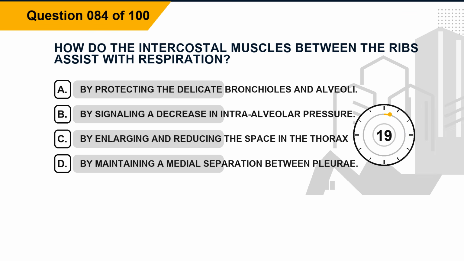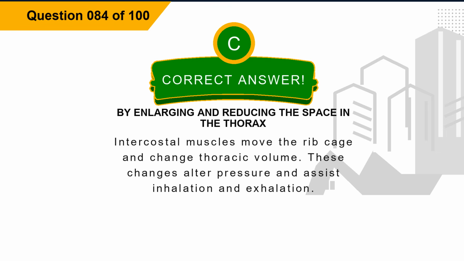Question 84. How do the intercostal muscles between the ribs assist with respiration? Option A, by protecting the delicate bronchioles and alveoli. Option B, by signaling a decrease in intra-alveolar pressure. Option C, by enlarging and reducing the space in the thorax. Option D, by maintaining a medial separation between pleurae. The correct answer is option C, by enlarging and reducing the space in the thorax. Explanation: intercostal muscles move the rib cage and change thoracic volume. These changes alter pressure and assist inhalation and exhalation.